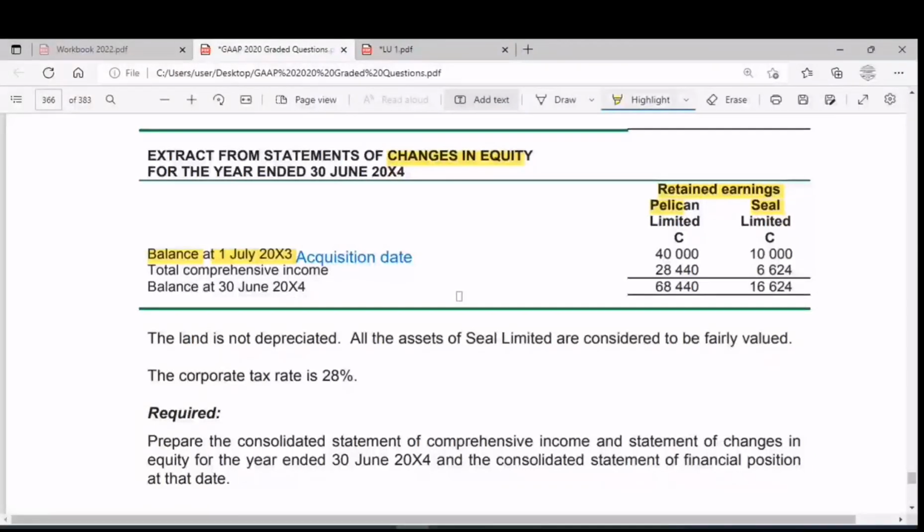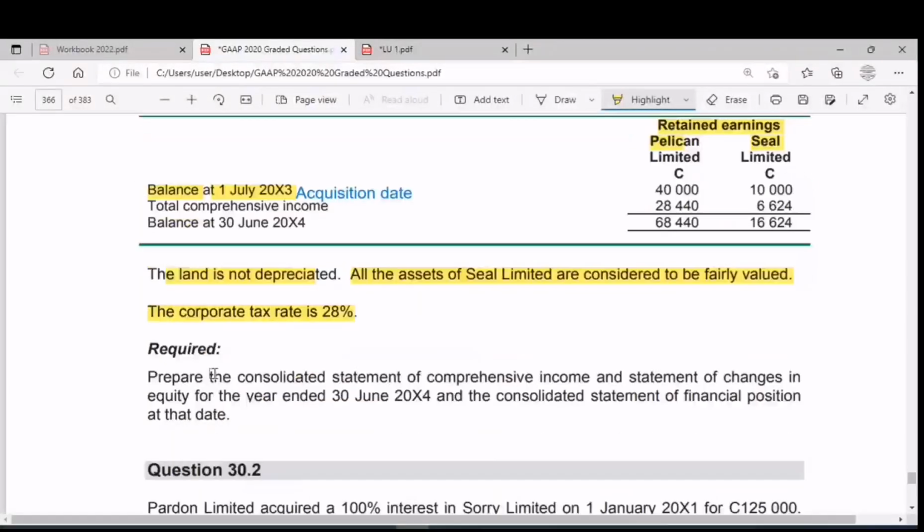All right. Then the land is not depreciated. All the assets of SEAL Limited are considered to be fairly valued. The corporate tax rate is 28%. Required. Prepare the consolidated statement of comprehensive income and statement of changes in equity for the year ended 30 June 2024, and the consolidated statement of financial position at that date. So what I said, the consolidated statements are three: consolidated income statement, consolidated statement of changes, consolidated balance sheet.